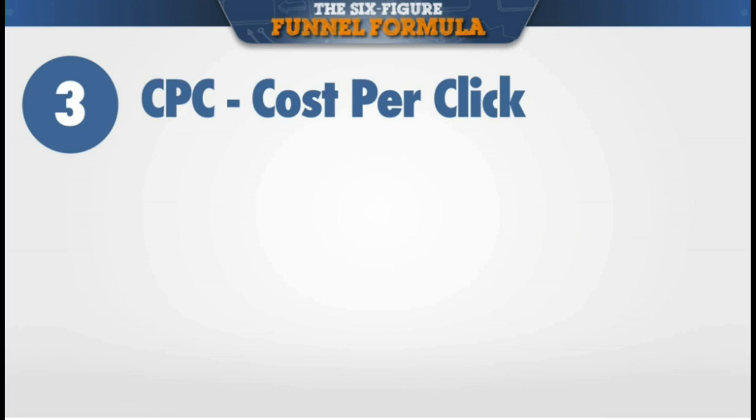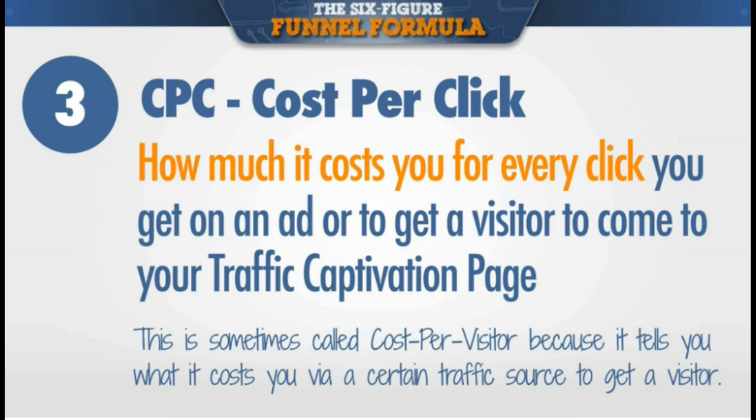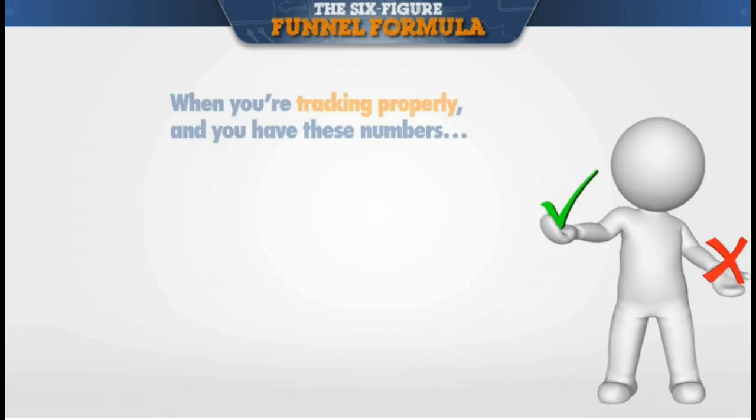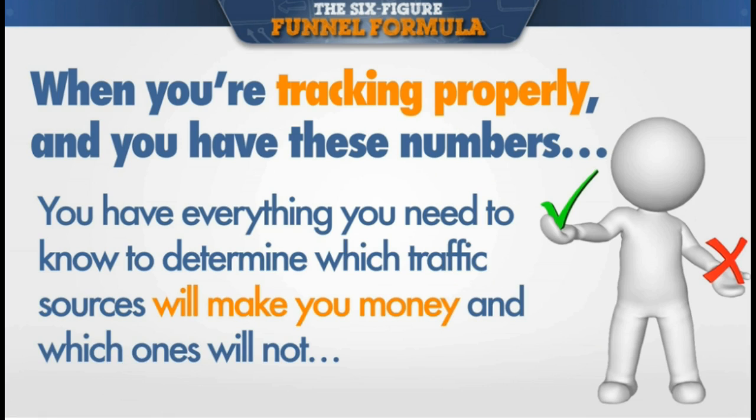Now, the third and last number that we use tracking to know is CPC, or cost per click. Now, CPC tells you how much it costs you for every click you get on an ad or for every visitor that comes to your traffic captivation page. This is sometimes called cost per visitor because it tells you what it costs you via a certain traffic source to get a visitor. Now, when you're tracking properly and you have these numbers, you have everything you need to know to determine which traffic sources will make you money and which ones will not.